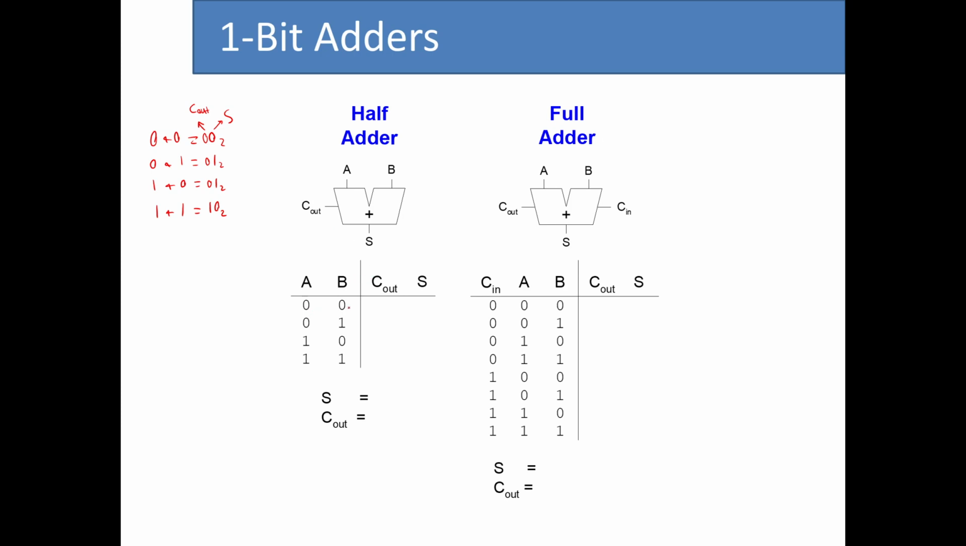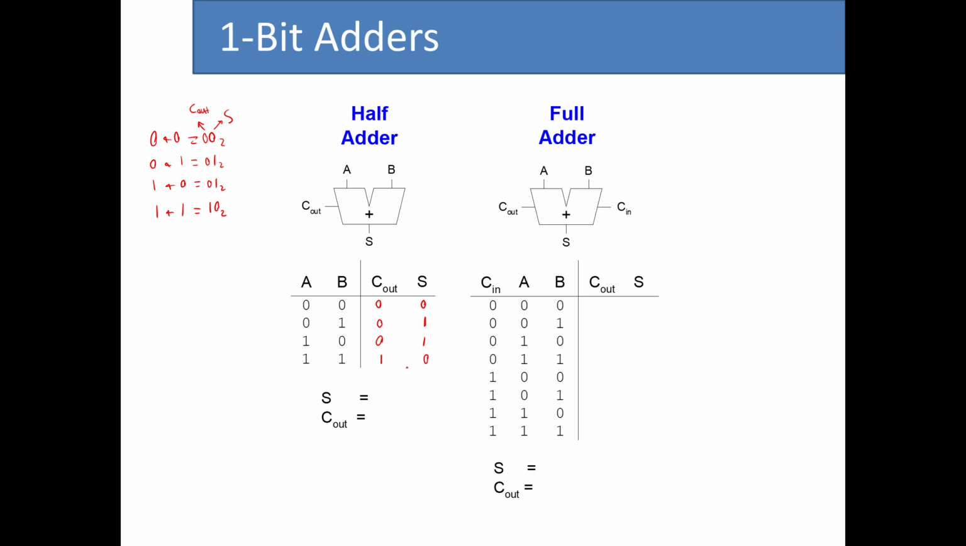So when A and B are both 0, the cout is 0, and the result of summation is also 0. When A is 0 and B is 1, cout is again 0, but the result of summation is now 1. The same is true for the next row as well, when A is 1 and B is 0: carry out is 0, and the result of summation is 1. And finally, when A and B are both 1, we have a carry out, and the result of summation is 0.